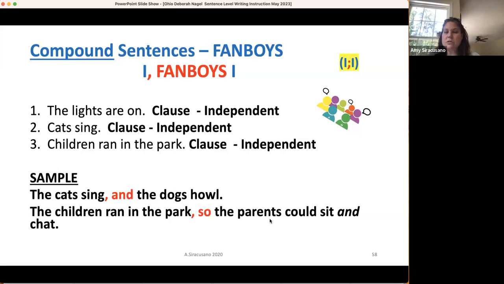A lot of teachers will get confused between the independent clause and the independent clause, and then anytime they start seeing a conjunction, they think they need a comma. But here you could see the parents could sit and chat. Sit and chat is an example of a compound predicate within that second independent clause. So I would just say, when you start doing any of this work, support work with educators, go slow and steady with them, and make sure they have resources to help support this kind of instruction in the classroom, because it's hard.